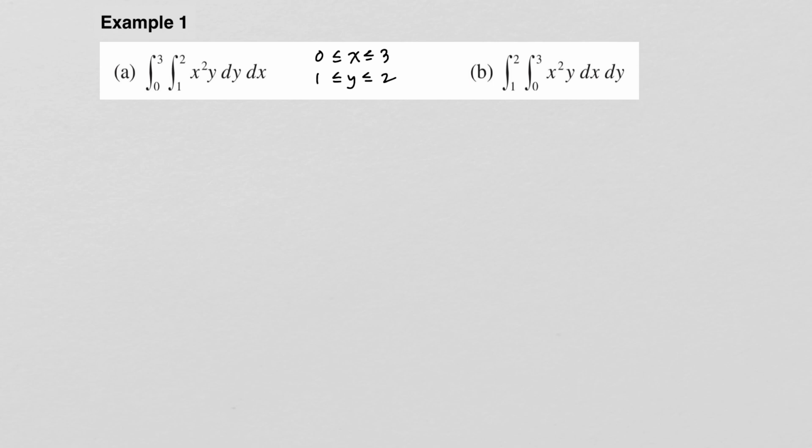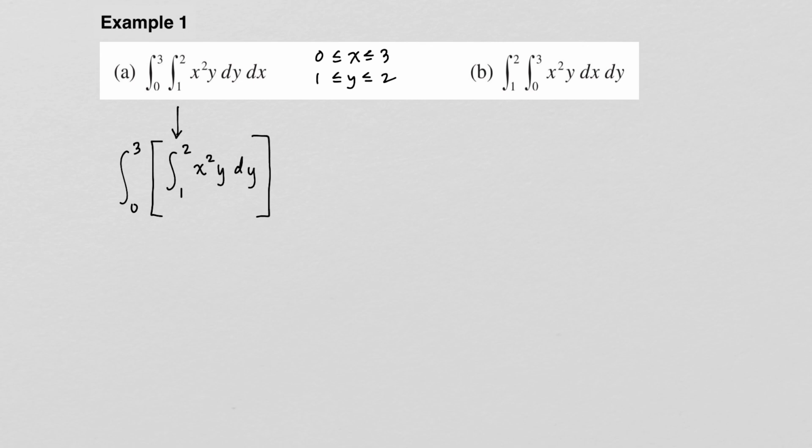Now let's go ahead and perform the integration here. So this first method, we're taking the integral from 0 to 3, but first we're going to evaluate the integral from 1 to 2 of x squared y with respect to y.